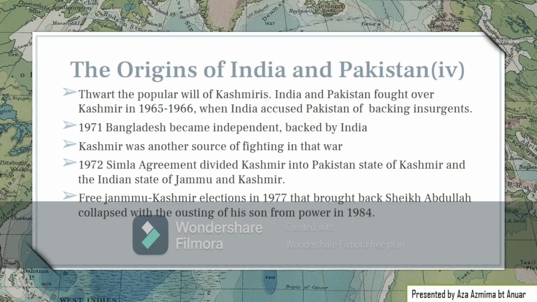In 1972, a similar agreement divided Kashmir into the Pakistani state of Kashmir and the Indian state of Jammu and Kashmir. The free Jammu and Kashmir election in 1977 that brought back Sheikh Abdullah collapsed with the ousting of his son from power in 1984. Pakistan: Kashmir should be all ours. India took it unfairly. India: We assumed control of Kashmir after a request by the Hindu Maharaja following a Pakistani invasion. Kashmiris: we prefer independence to either.